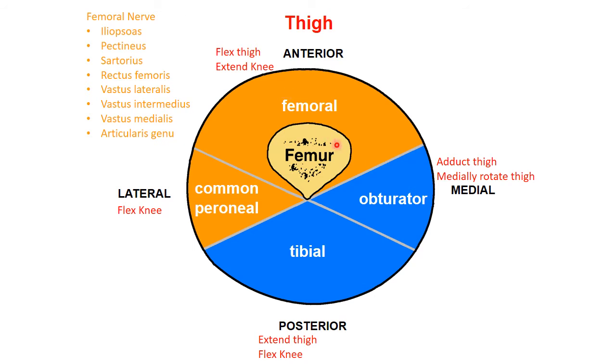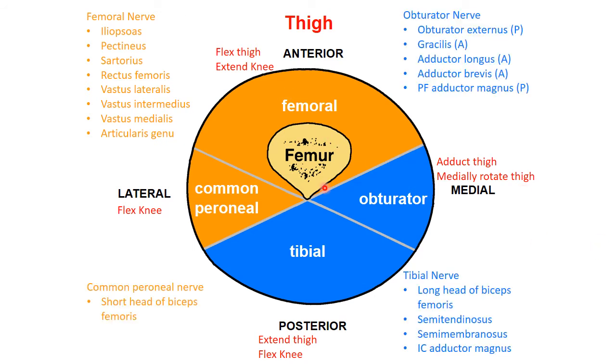Okay, moving on to the lateral compartment. The common peroneal does the lateral compartment. That's going to flex the knee because it's just going to innervate the short head of biceps femoris. Not much going on with the common peroneal because it's going to bifurcate and do more distal structures, which we'll get to shortly. Medial compartment is innervated by the obturator nerve.